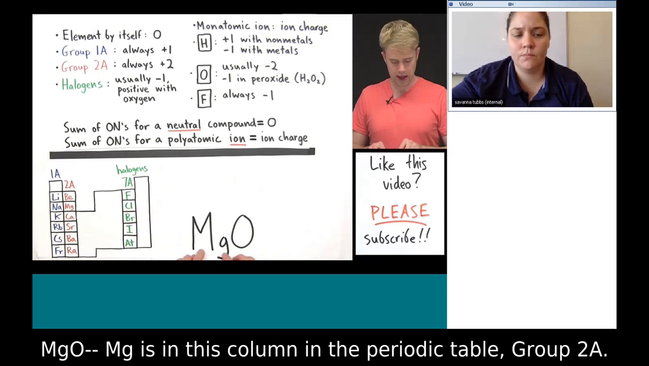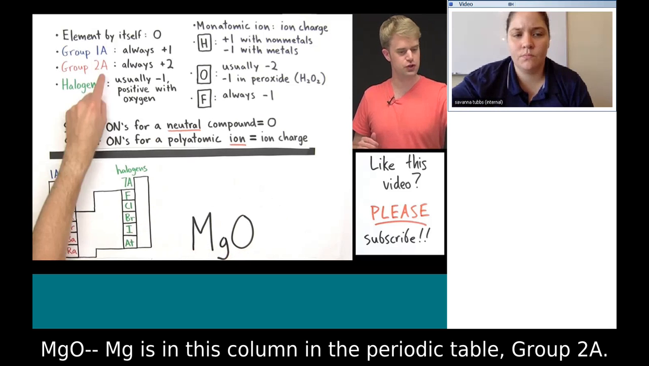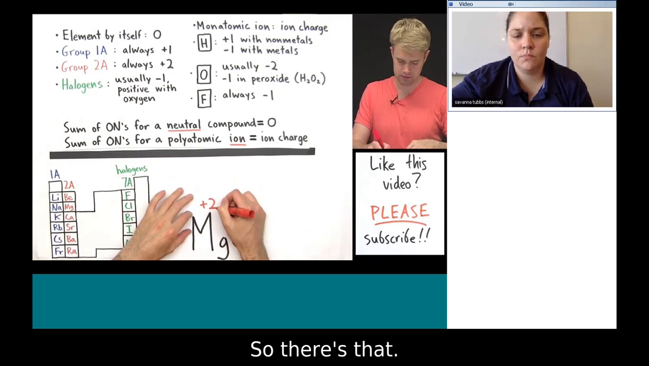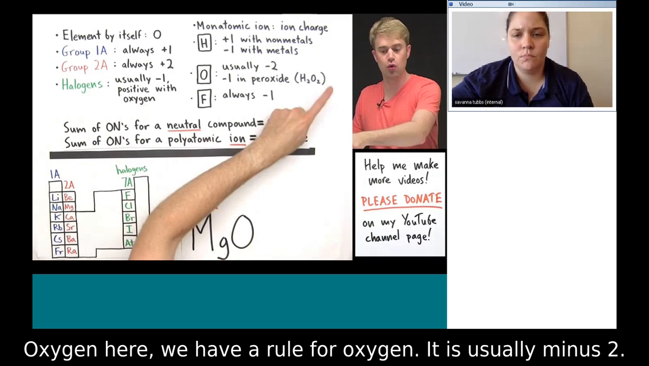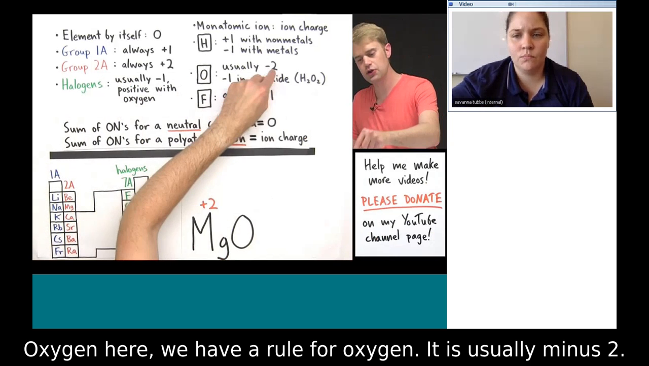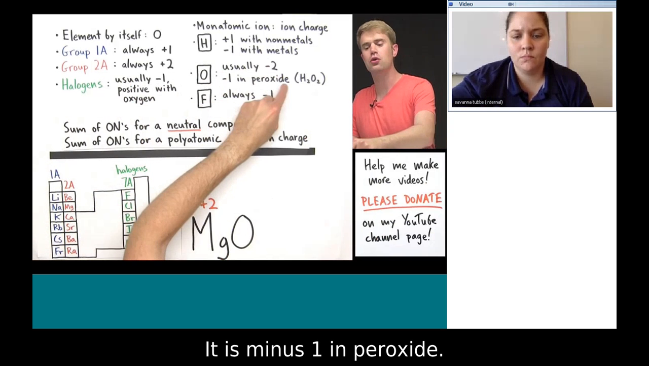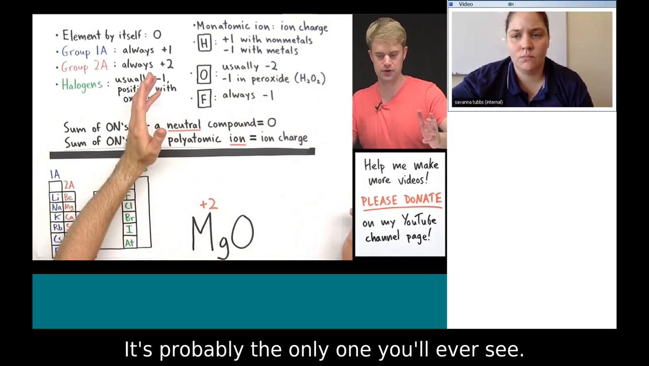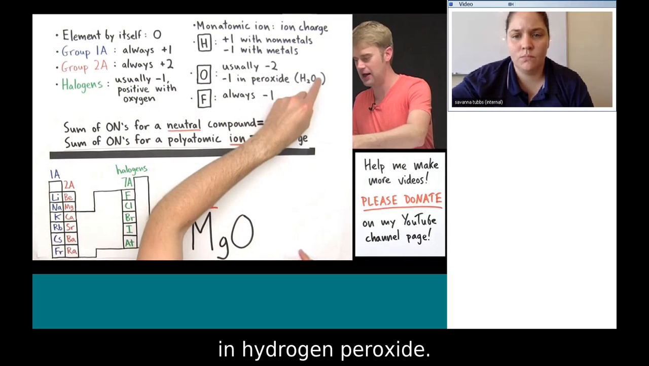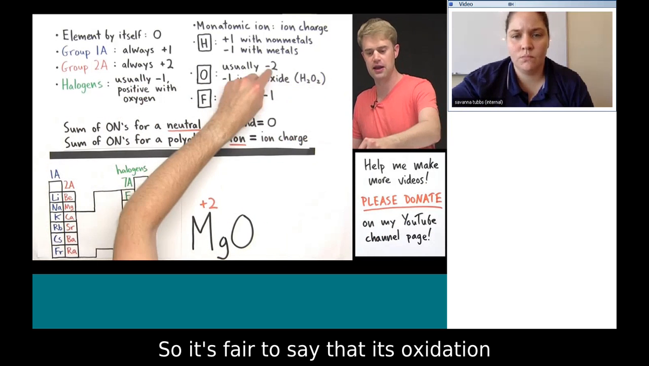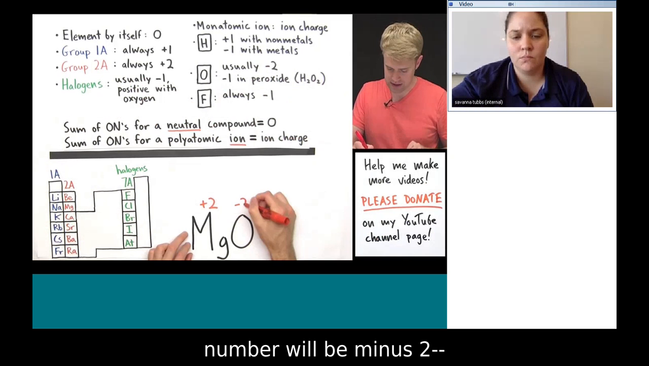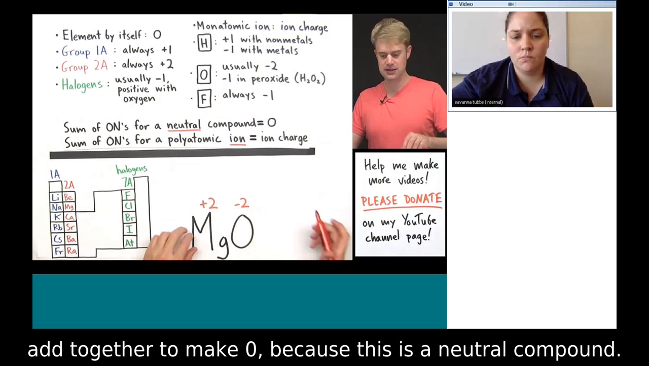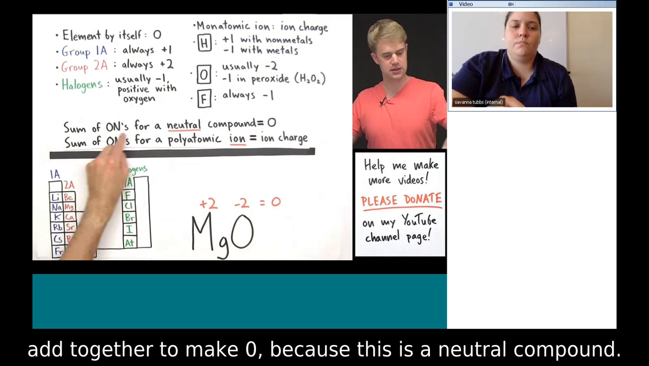MgO. Mg is in this column in the periodic table, group 2A, and group 2A elements are always +2. So there's that. Oxygen here, we have a rule for oxygen. It is usually -2. It is -1 in peroxide. H2O2, hydrogen peroxide, is the most common peroxide. It's probably the only one you'll ever see. But anyway, this oxygen is definitely not in hydrogen peroxide, so it's fair to say that its oxidation number will be -2.